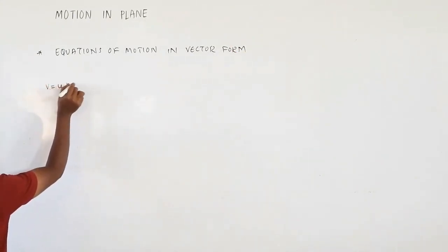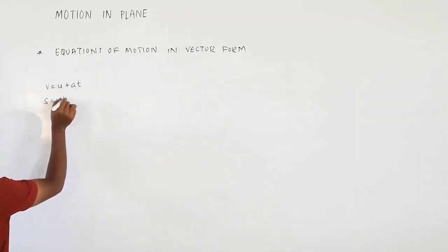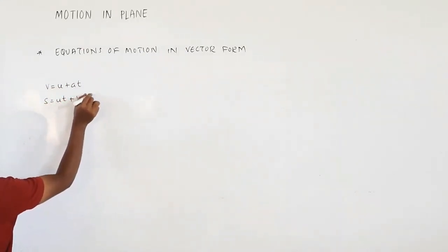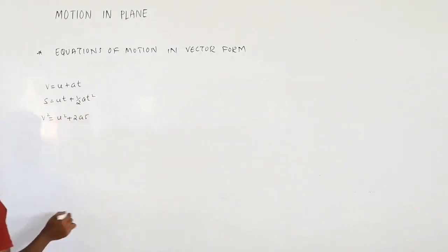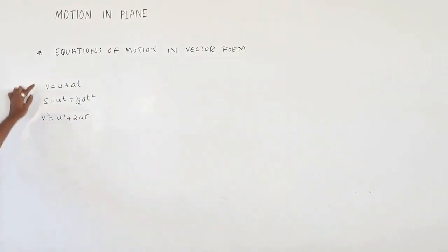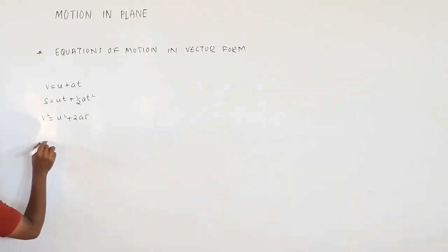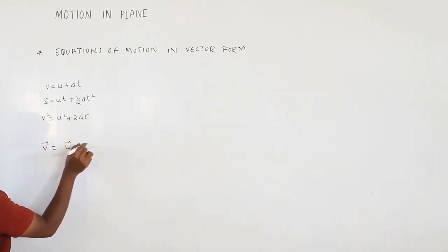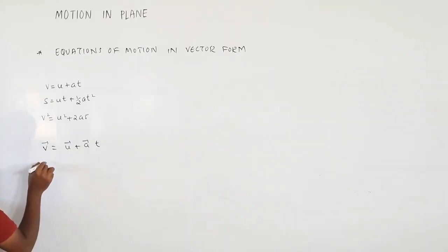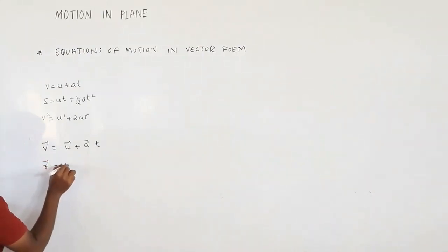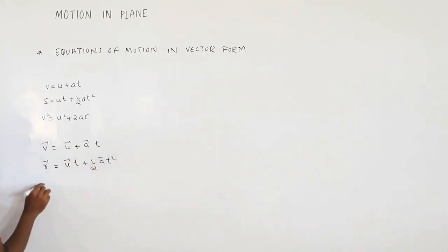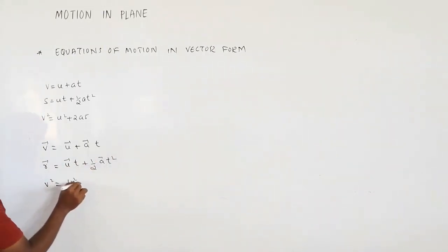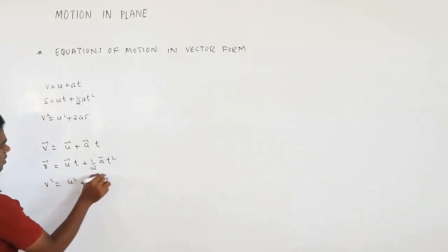v equals u plus at, or s equals ut plus half at square, or v square equals u square plus 2as, like that. So if you write these in vector form, what will happen? Vector v equals vector u plus vector a into time. This is nothing but displacement, so let me write r equals vector u into t plus half vector a into t square. Similarly, v square equals u square plus 2 vector a into vector r.